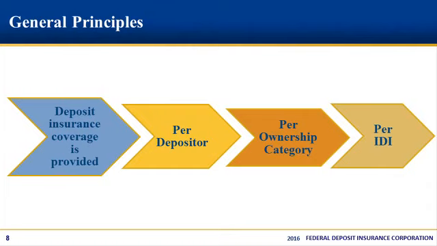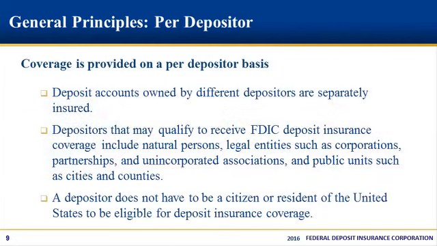The FDIC deposit insurance coverage is provided per depositor, per ownership category, per bank. On the next few slides, we will explore each of these 3 areas. Let's discuss the first point, which addresses the issue of who is insured by the FDIC. Keep in mind that FDIC deposit insurance coverage is based on the owner or ownership of the deposit. Deposit accounts owned by different depositors are separately insured. So, who does the FDIC consider as a possible owner or a depositor?